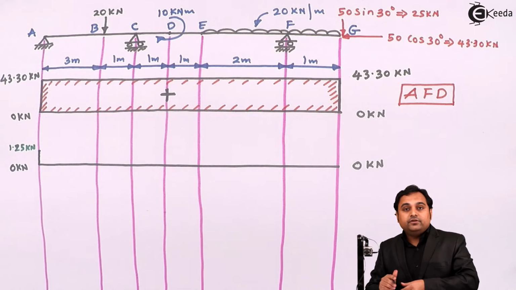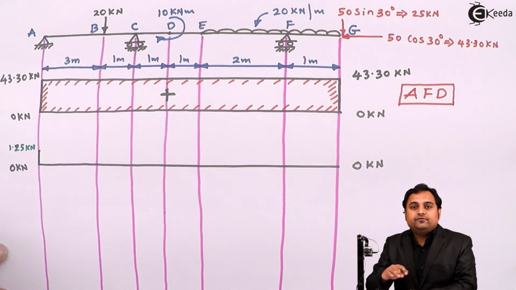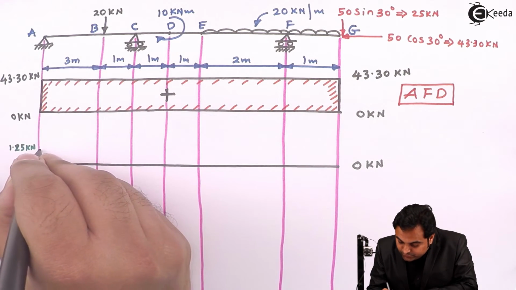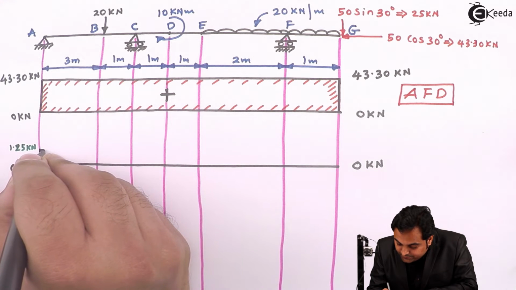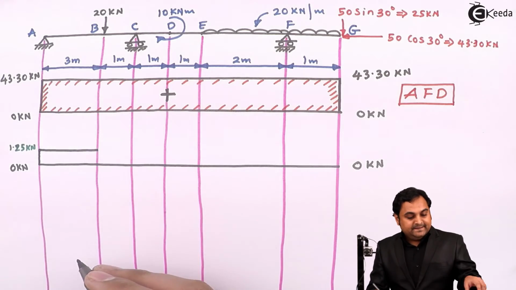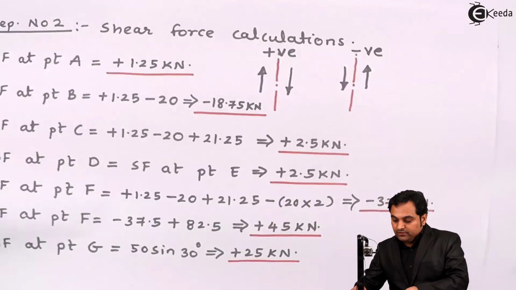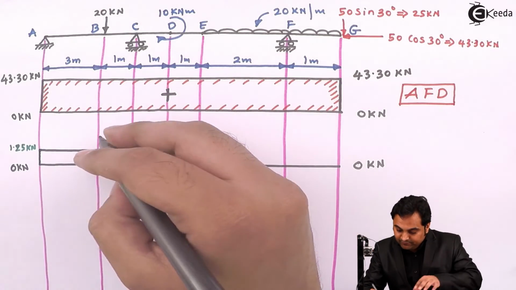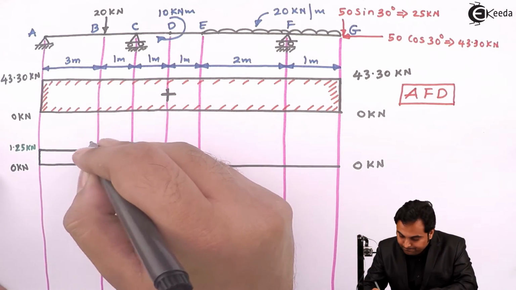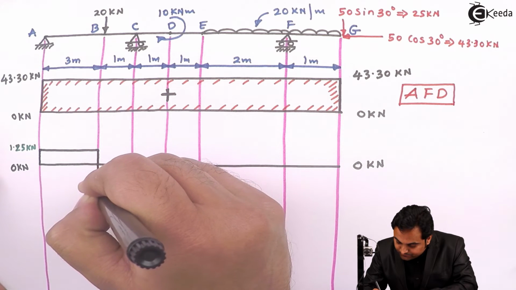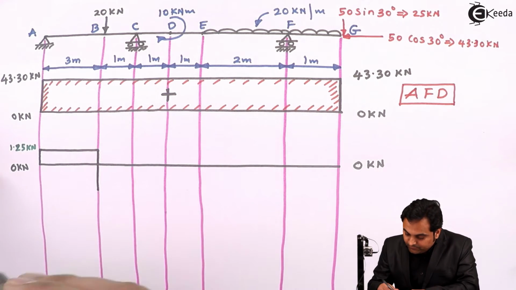kilonewton. Now this value of shear force remains constant from A to B unless there is this 20 kilonewton force, so the value remains constant from A to B. Then at point B, the value of shear force is minus 18.75, so negative means it goes below this 0 line, minus 18.75.